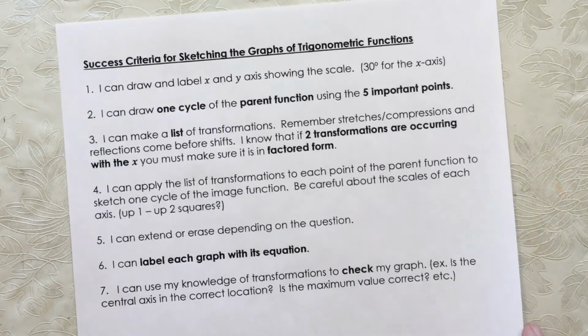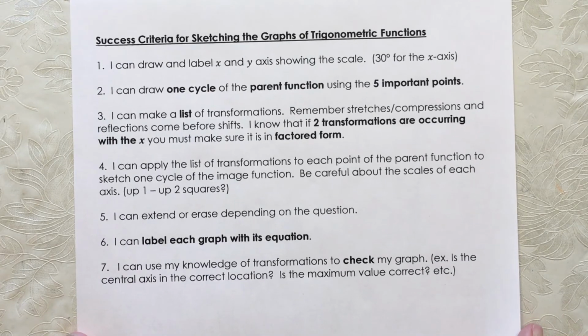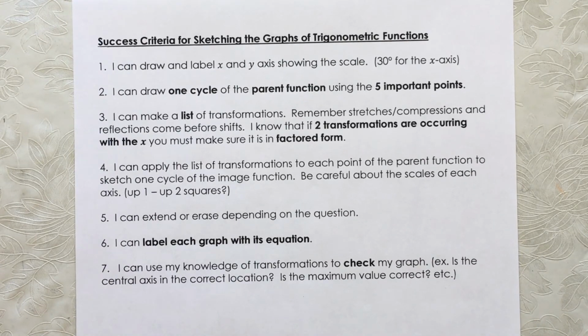And here's our success criteria for sketching the graphs of trig functions, which is this week's topic. We can draw and label x and y axis showing the scale, 30 degrees for the x-axis. We can draw one cycle of the parent function, so it's either going to be sine or cosine using the 5 important points. Can make a list of transformations. Remember, stretches, compressions, and reflections come before shifts, and we know that if 2 transformations are occurring with the x, you must make sure it's in factored form. You can apply the list of transformations to each point of the parent function to sketch one cycle of the image. Be careful about the scales of each axis.